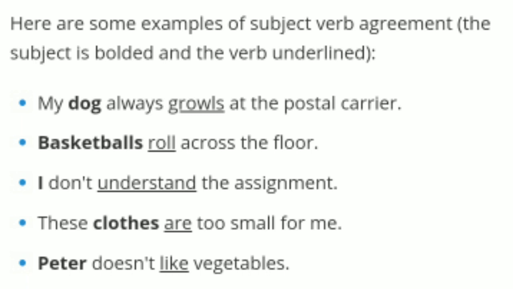In the second example, basketballs roll across the floor. The subject, of course, is basketballs. Because there is more than one ball, you put an S as a plural. And the verb is roll. Why doesn't roll need an S? Because basketballs already has the S because of the plural.